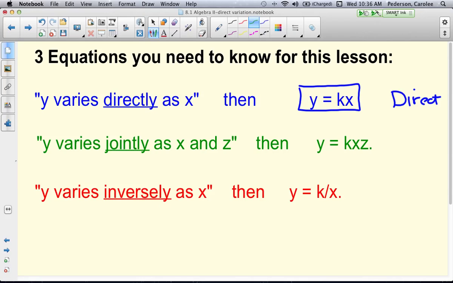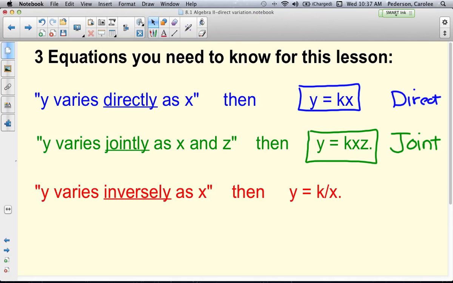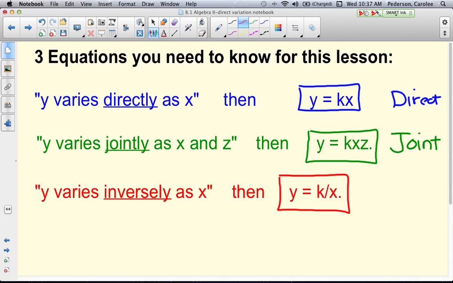The next expression is when y varies jointly as x and z. So the equation you would use is y equals kxz. The big word there for you to notice is the word joint. And then the last equation with the expression y varies inversely, so that's going to be a fraction, y equals k divided by x. And the big word there for you to notice is the word inverse. So give yourself some time to write that up, and then we'll go ahead and solve some equations using those three formulas in the blue, green, and red.